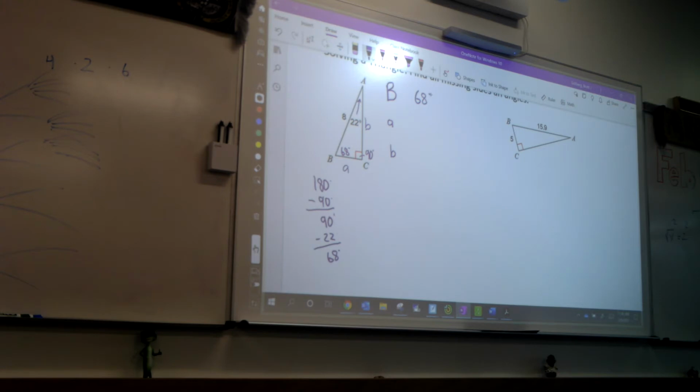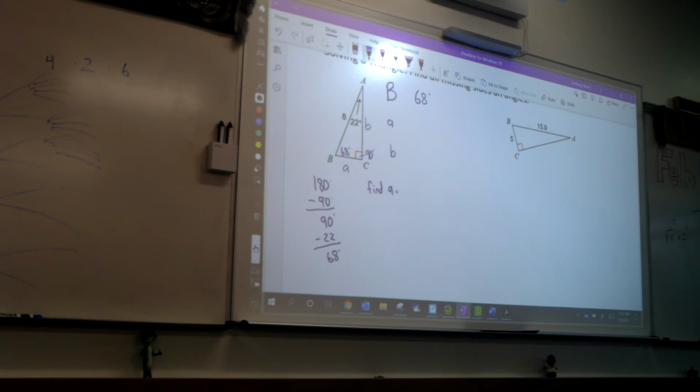So did we have to use any SOHCAHTOA there? No. So if they give you two angles, to get the third, you just subtract from 180. You got it. That's pretty easy. Now, let's start by finding A. So I'm going to kind of label my notes so you know what I'm doing. I want to find side A.